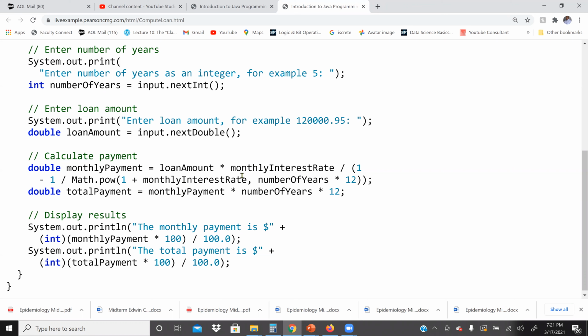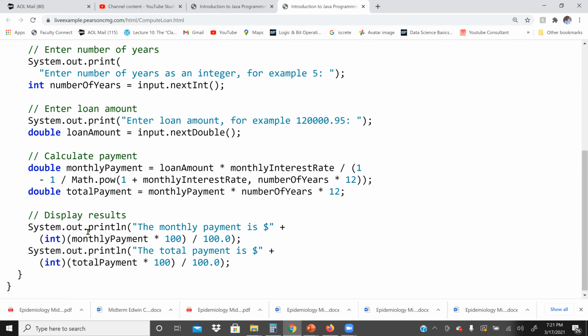After that, we now know the monthly payment. Now we are going to multiply the monthly payment by the number of years times 12, because we know every year is 12 months. So if it's 5 years, then we have 60 months. We multiply 60 months by the monthly payment. Then we know the total payment we have to make. Now we finish with our process. So we have our input and process.